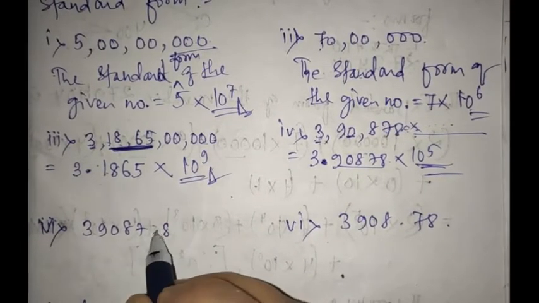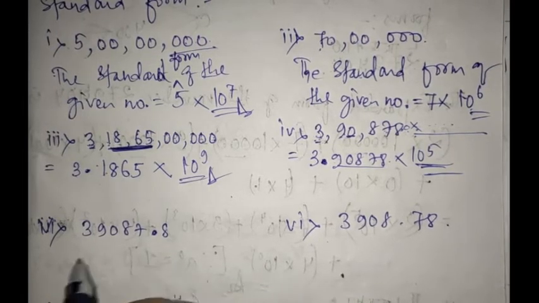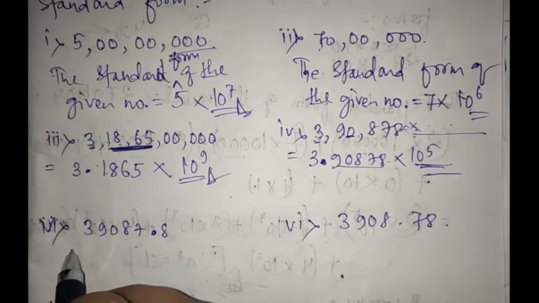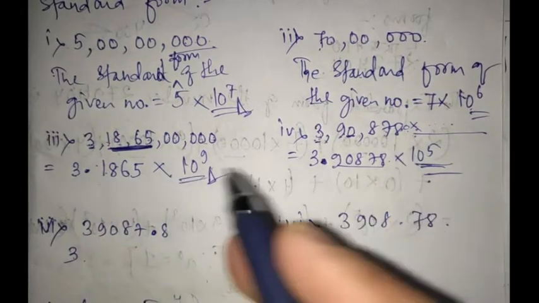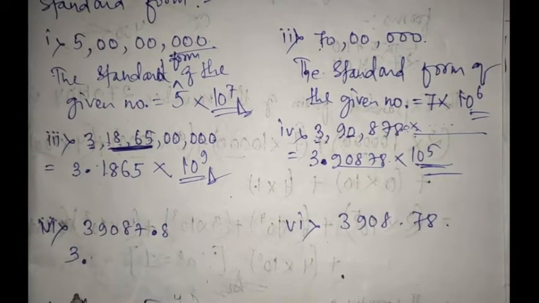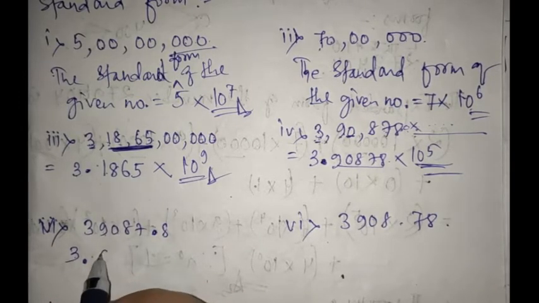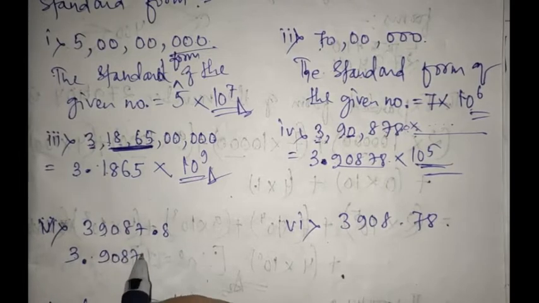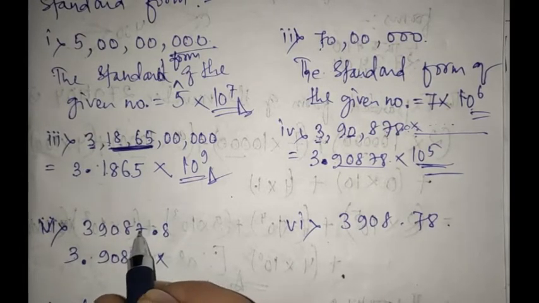Alright, here you have the decimal sign, but no problem, we can do this. Just put the 3 first, the way we are doing in the part 3 and part 4. We will solve in a similar manner. Put the point, then how many digits are there? 90878. Those all digits you will count.